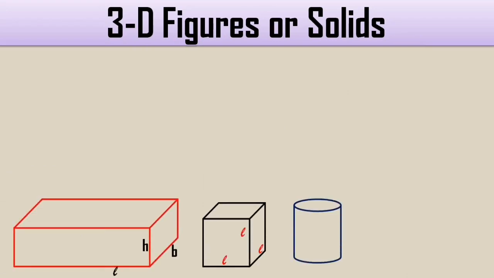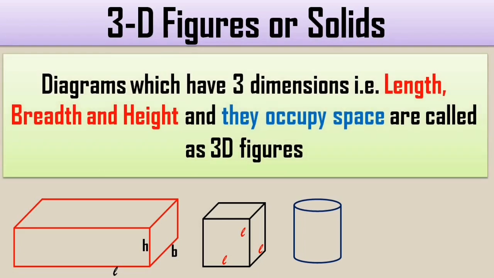Very first, observe these diagrams. If you look at them carefully, you will come to know that all these three diagrams have height, length and breadth also, and all these three occupy space, and these features only make the 3D figures. So in short, we can say diagrams which have three dimensions, that is length, breadth and height, and which occupy space, are called 3D figures.